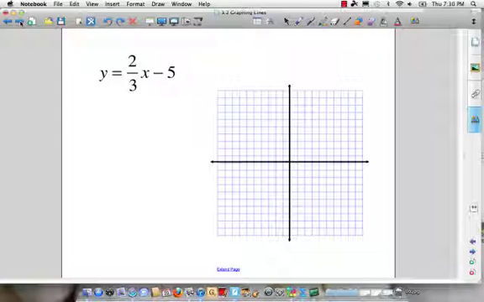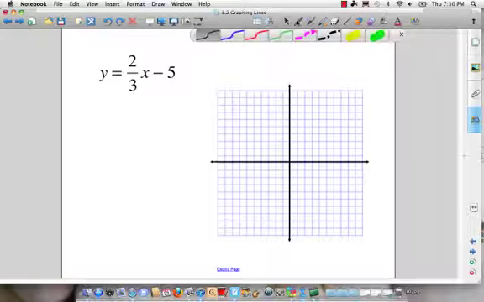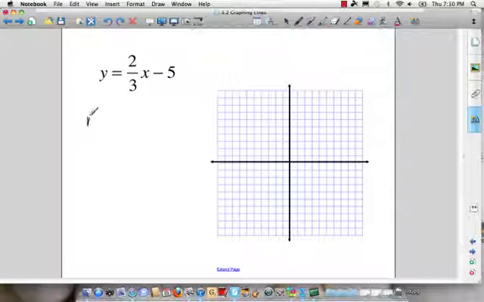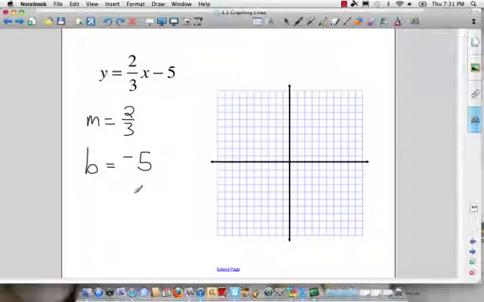If you need to graph a line that's already written in slope-intercept form, here's what you do. You start by identifying the slope and the y-intercept. So in this problem, m, the slope, is 2/3, and b, the y-intercept, is -5. Notice it's not 5, it's -5. So when I go to graph that, first I'm going to find the y-intercept. 1, 2, 3, 4, 5. Remember, y-intercept means where the line crosses the y-axis. So there it crosses the y-axis at -5.